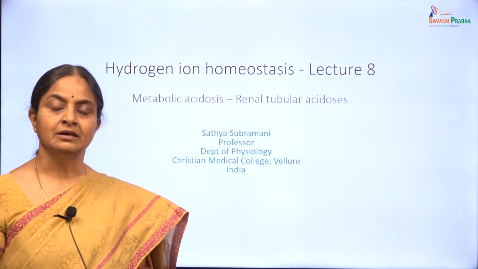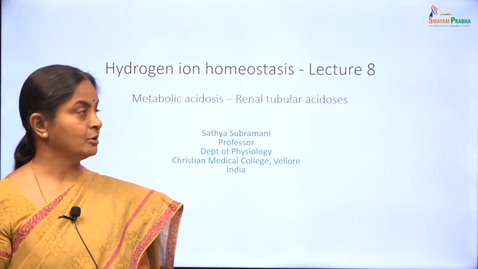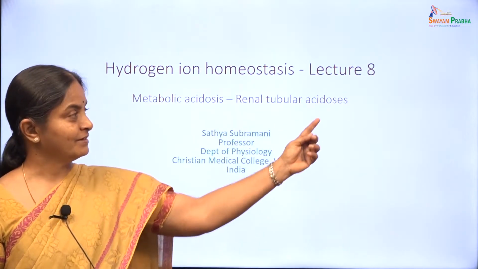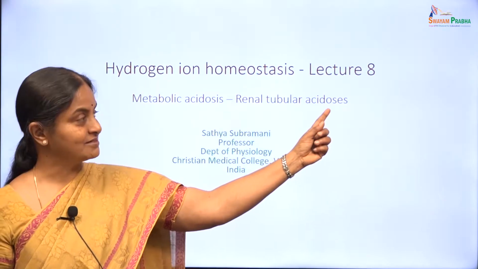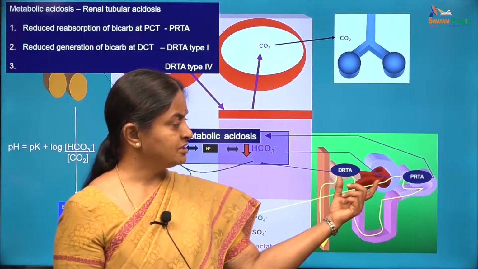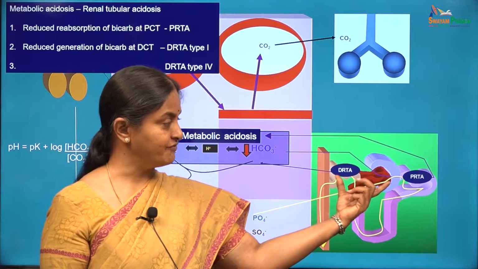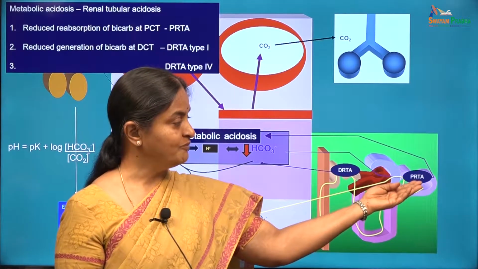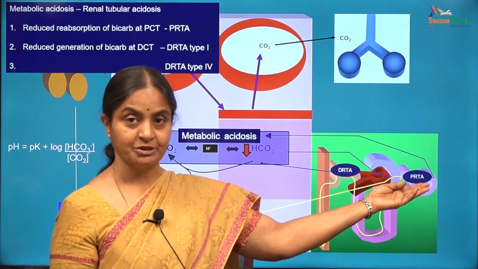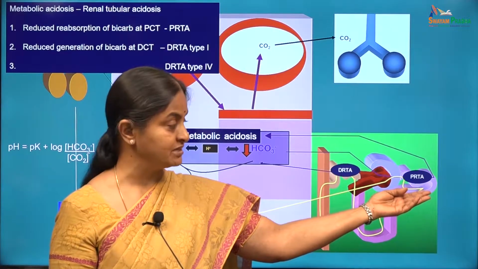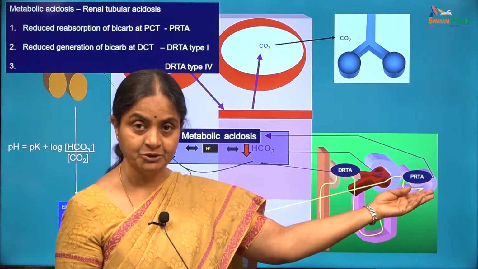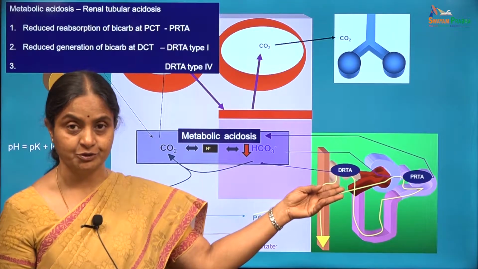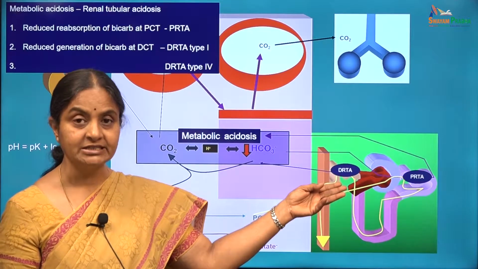This session is on the molecular mechanisms of what are called renal tubular acidosis. That is not a spelling mistake, it is the plural of that noun. The term renal tubular acidosis refers to conditions where there is a problem with bicarbonate reabsorption in the proximal tubule, what is referred to as proximal RTA or type 2 RTA, or there are problems with bicarbonate generation in the distal tubule, a condition called distal RTA.